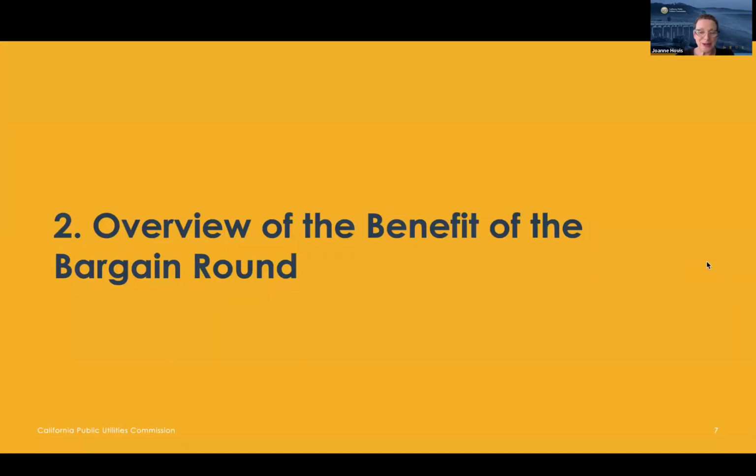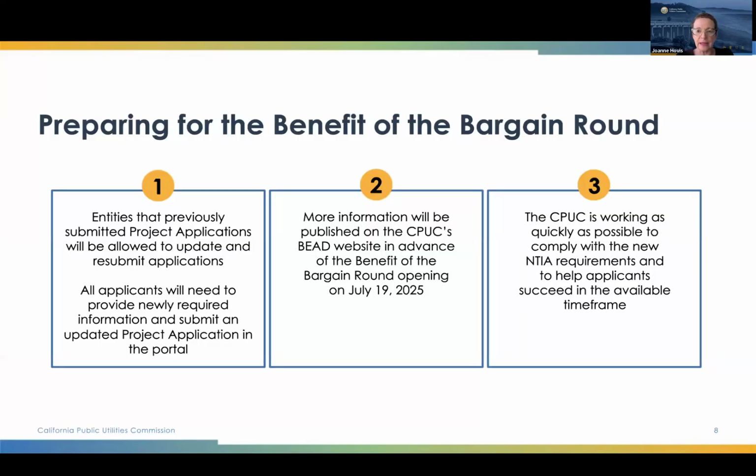So with that overview, let's start now talking about the Benefit of the Bargain round. And I'm going to overview that at a high level as well, and then we'll dive in detail on some of the key issues. The first thing to know is that if you previously submitted a project application in the round that was underway when the policy notice was released on June 6th, you may update and resubmit that application. And we'll talk in a few minutes about everything you must do in order to update and resubmit, but you need not start from scratch unless you choose to.